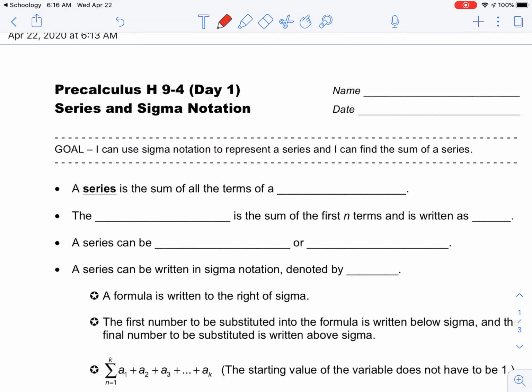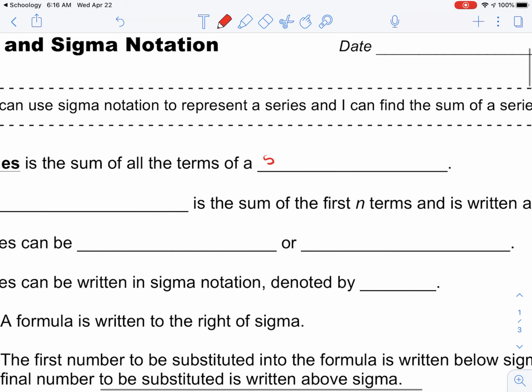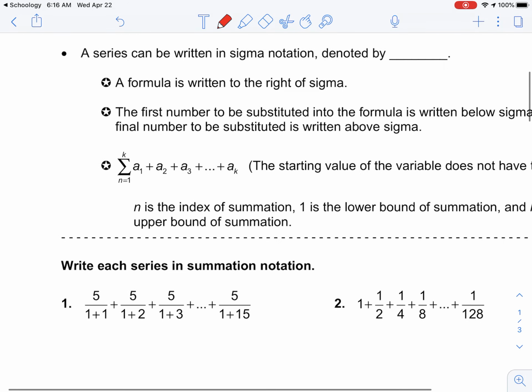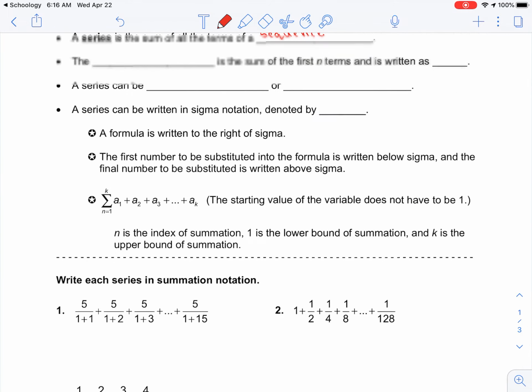Today we're going to look at series and sigma notation. A series is the sum of all terms of a sequence. So what you're going to see is instead of commas between the terms, you're going to have plus signs, basically meaning that we're going to add up the terms of a sequence.